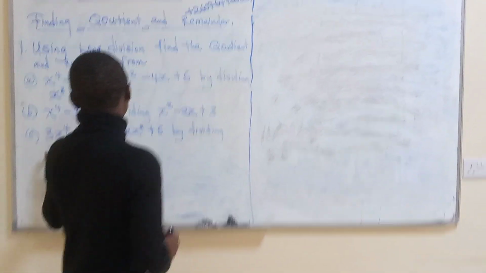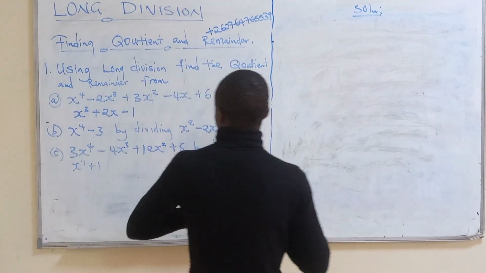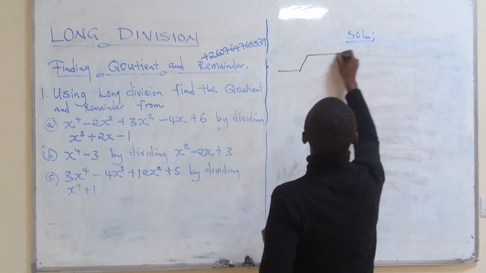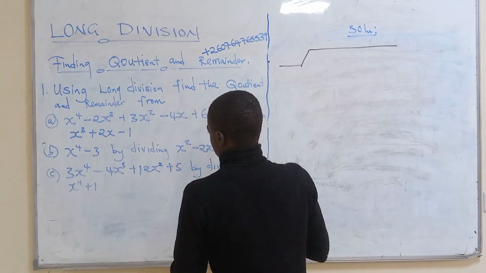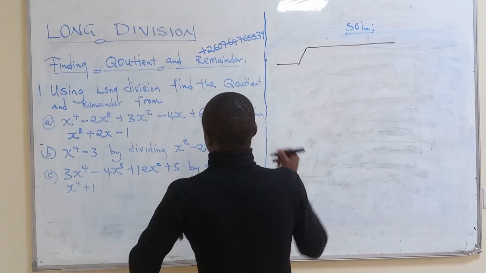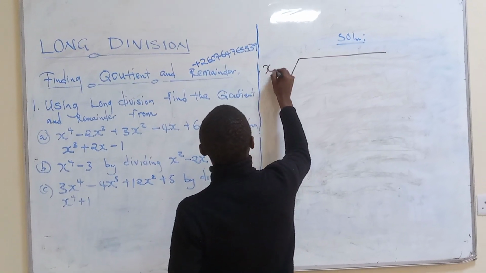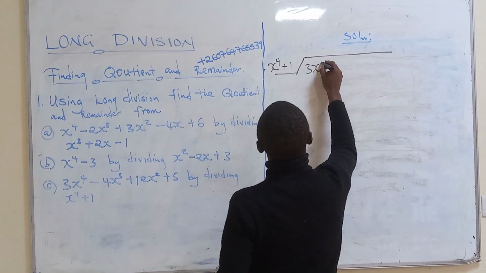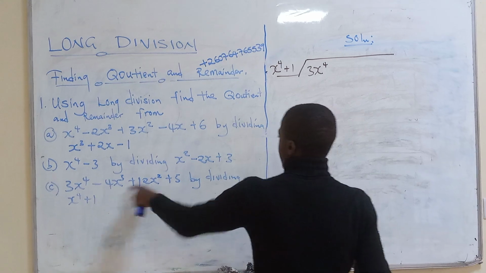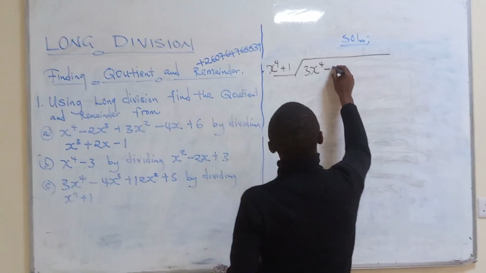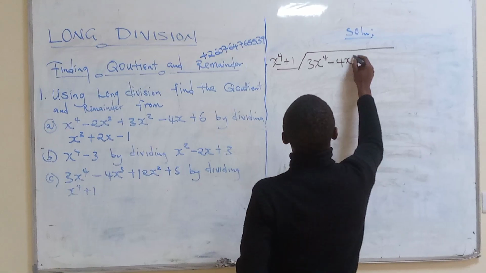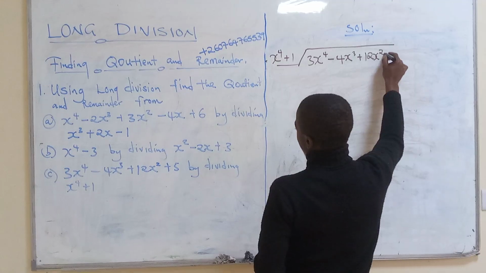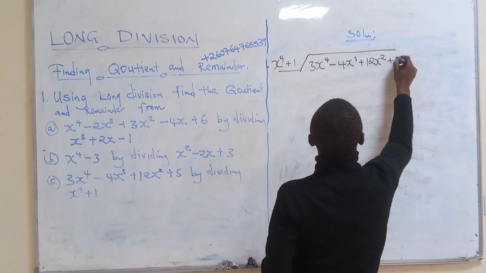So we have been given this value. Our divisor, that is x to power 4 plus 3x to power 4... make sure the powers are in descending order. So that is 4x to power 3 plus 12x squared plus 5.